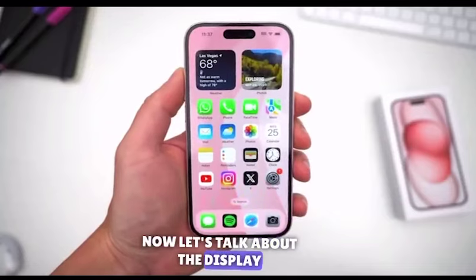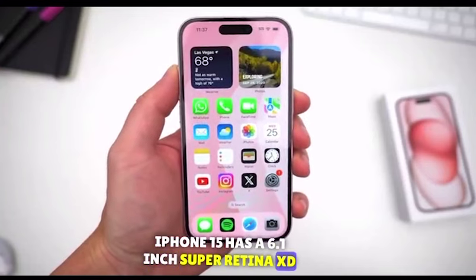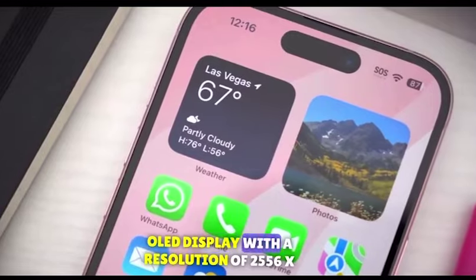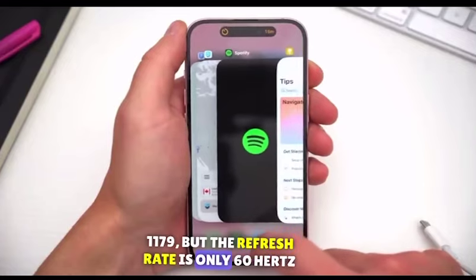So they have a 12 megapixel wide sensor with 4K video up to 60 FPS. Now let's talk about the display. The iPhone 15 has a 6.1-inch Super Retina XDR OLED display with a resolution of 2556 x 1179, but the refresh rate is only 60 Hz.